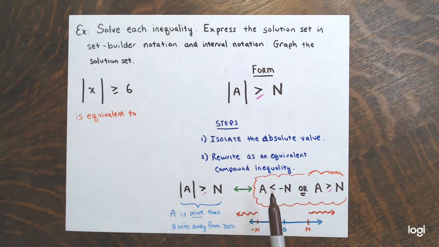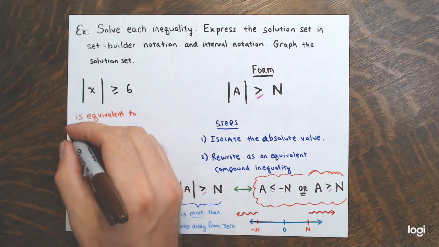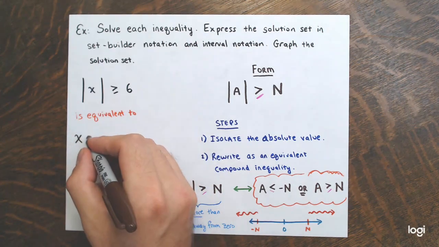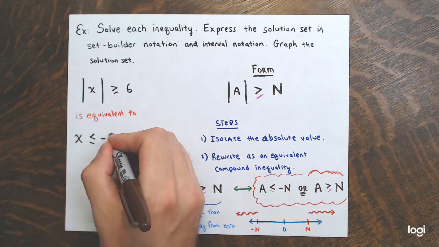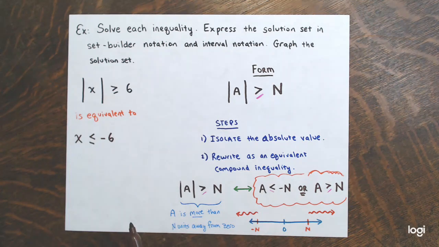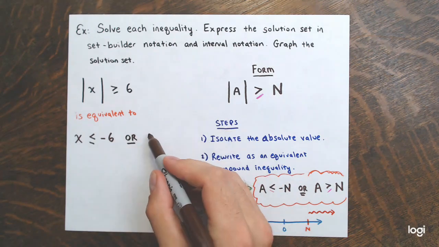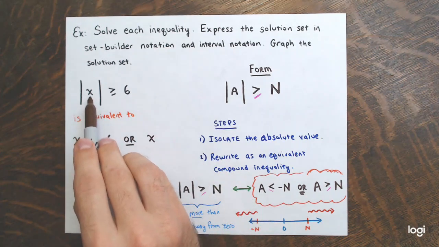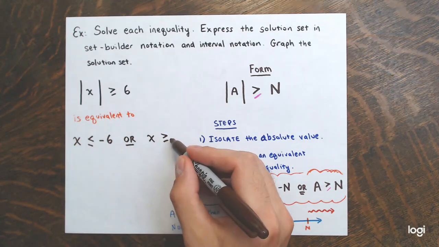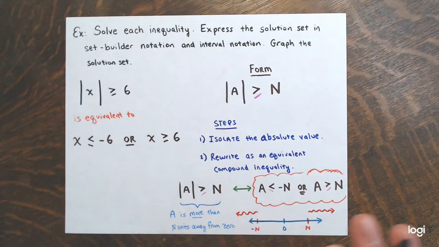So then we write our compound inequality, saying that the absolute value of x is greater than or equal to 6 is equivalent to saying that x needs to be less than or equal to negative 6. This is all the numbers left of negative 6, all the numbers farther than 6 units away from 0 on the left side of the number line, or x, the number inside the absolute value symbols, needs to be greater than or equal to positive 6. And this is all the numbers that are more than 6 units away, to the right of 6, the right side of the number line.